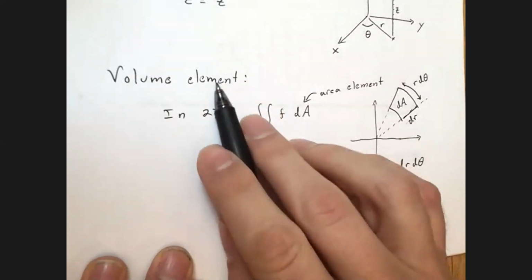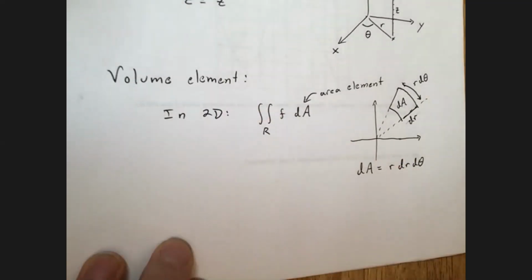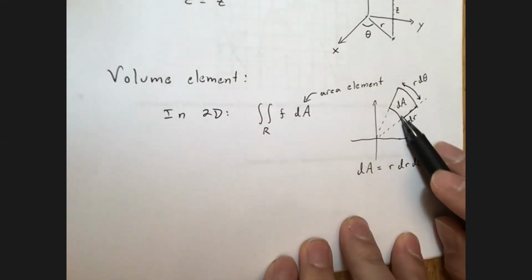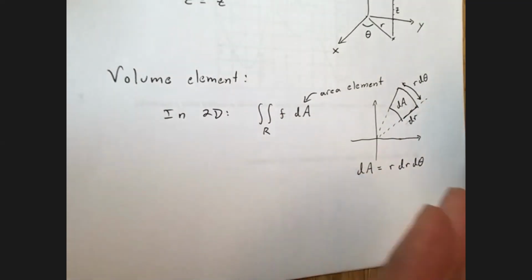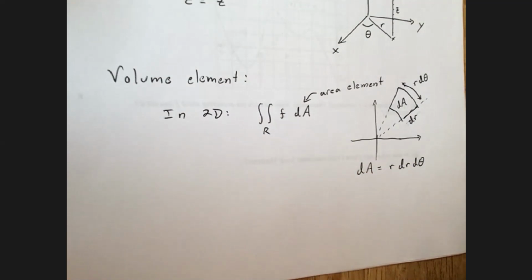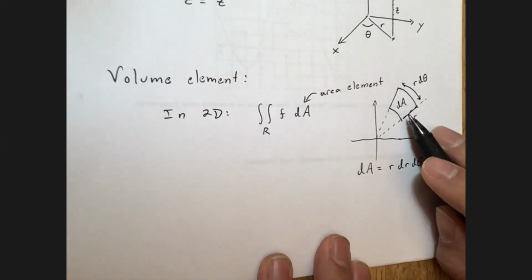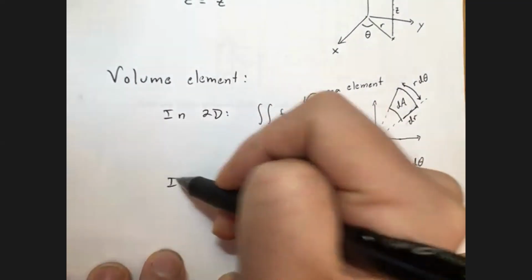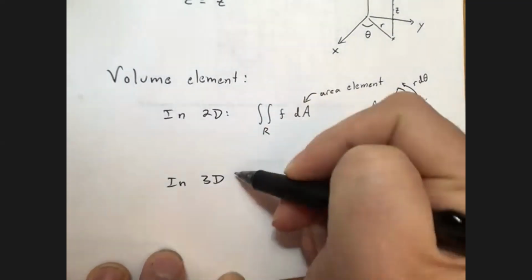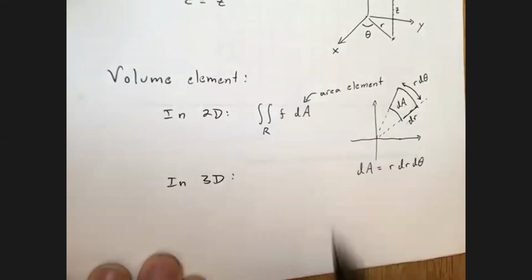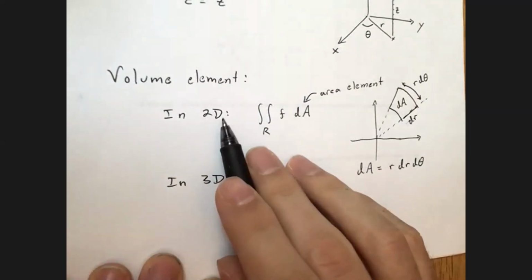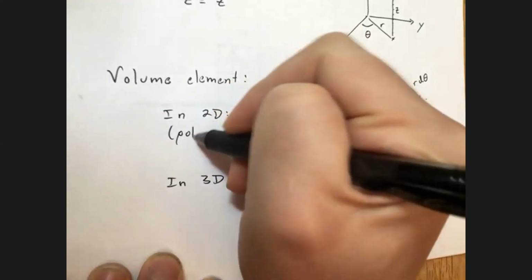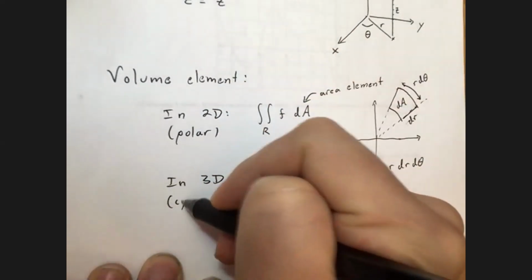So we want to get the volume element for cylindrical coordinates. What are we going to do? Well, we're going to take this picture and just extend it into the third dimension. We're just going to add a dz to it. So what does that end up looking like? Well, in 3D, for the cylindrical coordinates, this was just polar. This will be cylindrical.